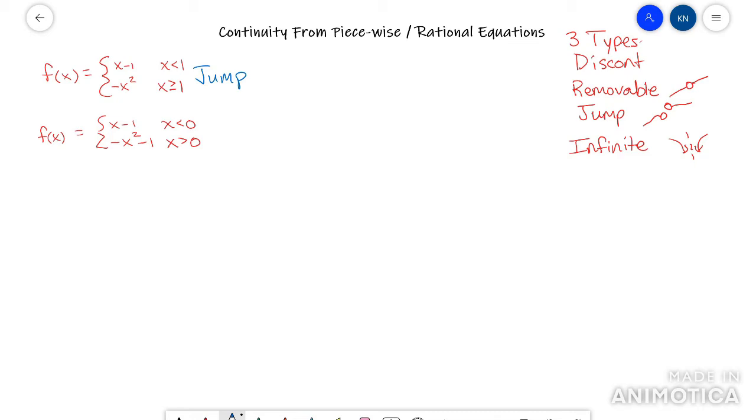Now I just have to find out if it matches from this guy to this guy. If when I plug it in, like I did on that first problem, those output values are the same. So if I plugged in 0 here, I would get -1. If I plugged in 0 here, I would get -1. So these things match, but at this location, 0 is not part of my domain. So what that means is you have a removable discontinuity here.